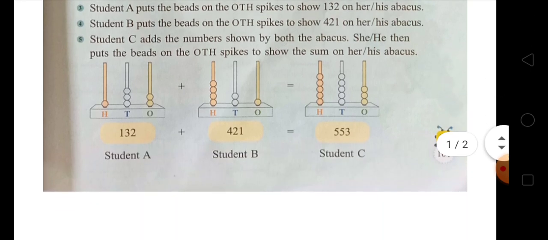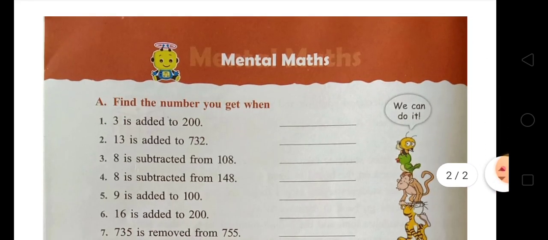Now come on, mental math. Find the number you get when 3 is added to 200. When you add 200 and 3, there will be 203. Okay, 200 plus 3, there will be 203.